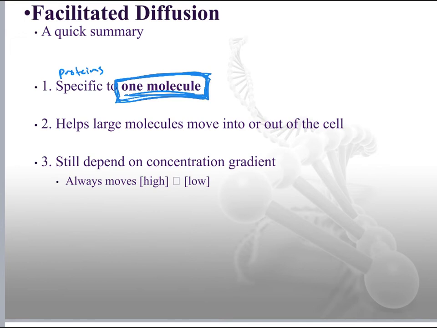Number two, it helps large molecules move into or out of the cell. Okay, so unlike simple diffusion or osmosis, this is going to help large stuff get through. And number three here, right, this is still going to be passive transport, so it moves from high concentrations to low concentrations. So that's still going to happen.